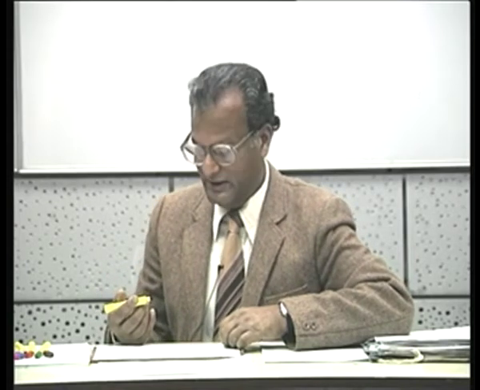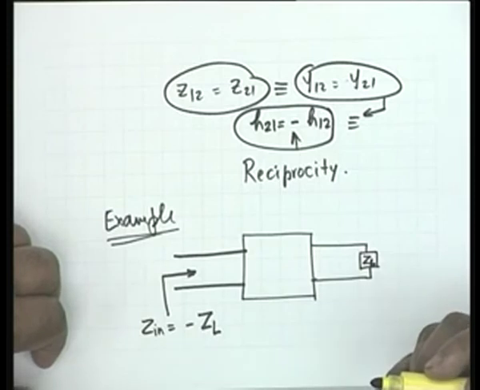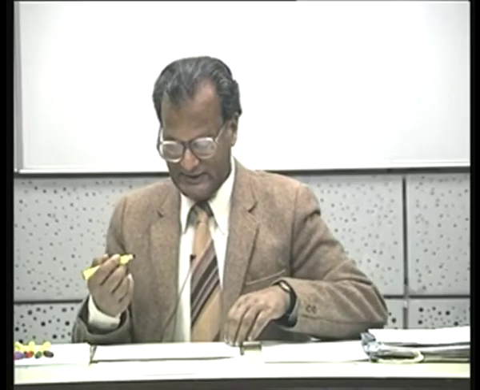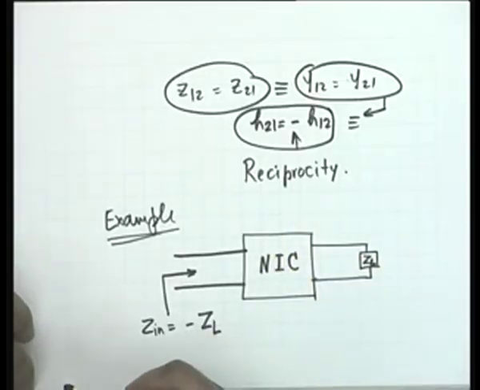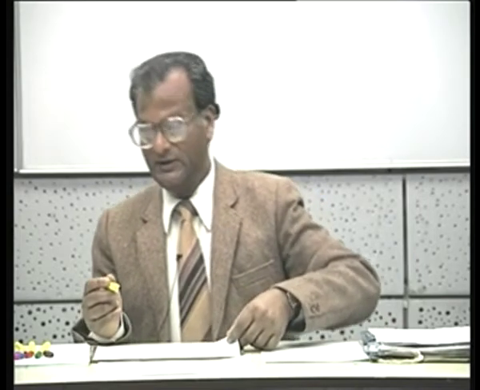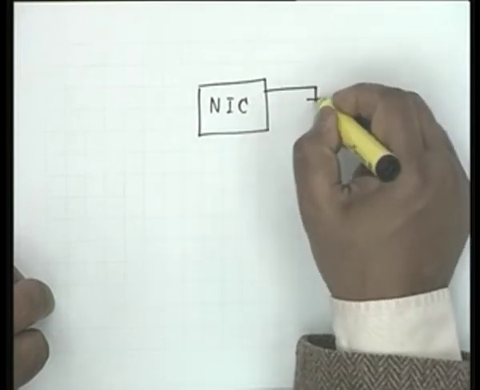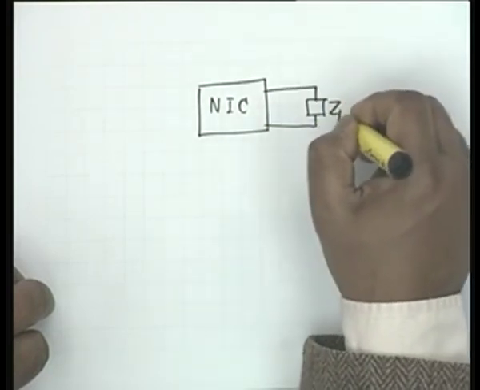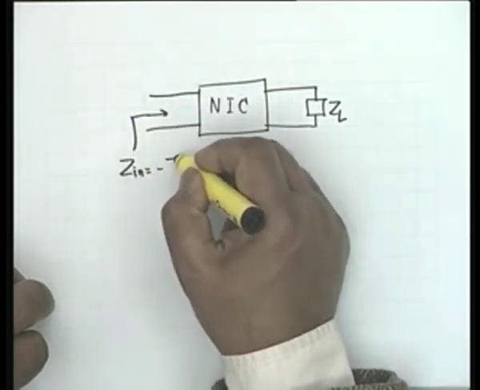We have always talked of positive R, L and C. There is a way of making negative elements, and this is a two-port which is not a dream two-port, it can be realized in practice. Such a two-port goes by the name of negative impedance converter, NIC. Obviously, it converts a positive impedance into a negative impedance. The NIC has the property that the impedance at the input is the negative of the terminating impedance. Let us write it again, Z in equal to minus ZL.